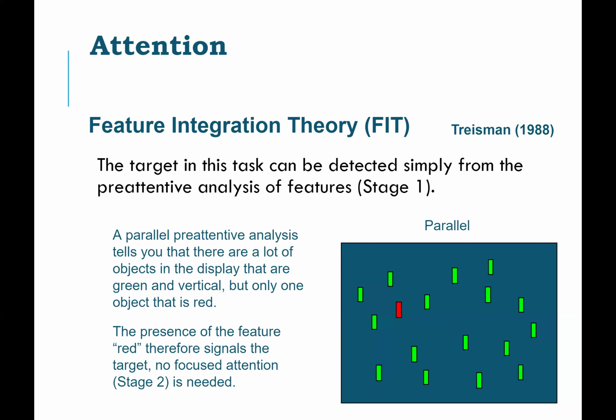That's the point. In this case, do you have to solve the binding problem to tell me there is a red target? No, because it's only a single feature, and I'm not required to bind anything with anything else to answer this question. So you're very quick at it. A parallel pre-attentive analysis tells you that there are a lot of objects in the display that are green and vertical, but only one object that is red. That's all in parallel. So the response does not require you to focus attention.